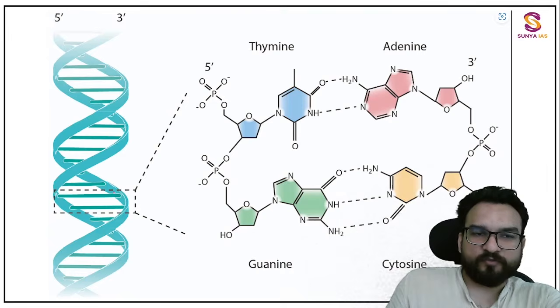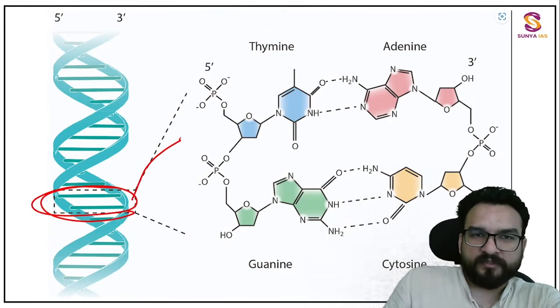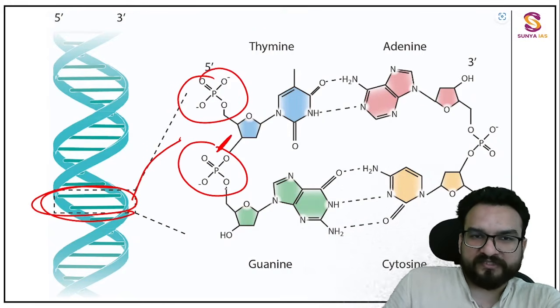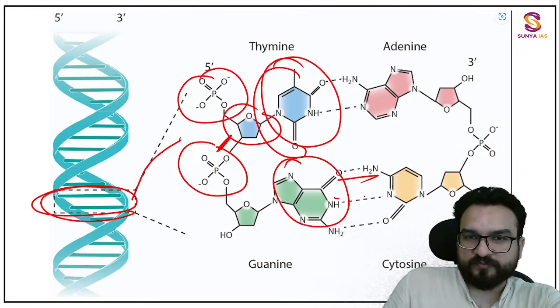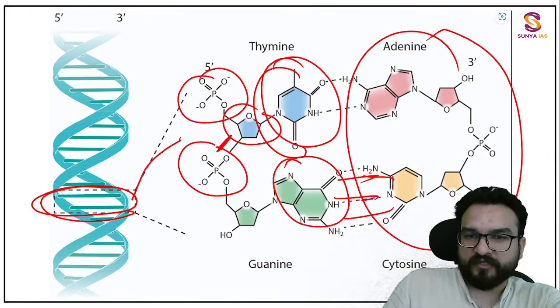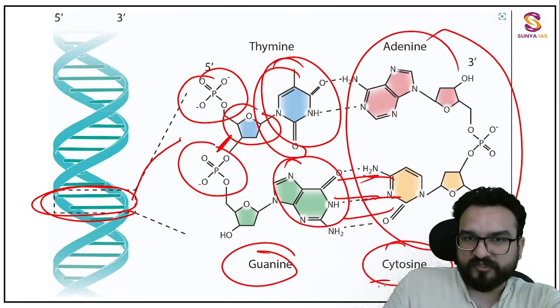See this again. Suppose this strand you want to open up. This is the phosphate group attached over here. This is the pentose sugar. These are your nitrogenous bases connected with the other part over here. Guanine over here, cytosine over here, right?